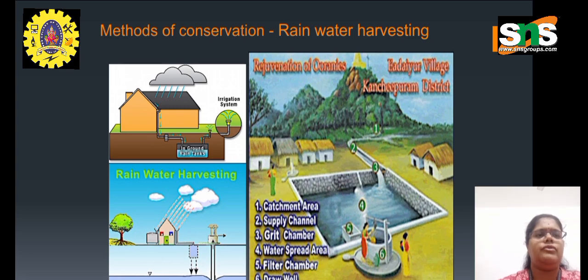So rejuvenation of the water tables, that is, here in one of the villages in Kanchipuram district, the harvesting system is made very perfect by collecting the water in the large catchment area. So through a supply channel and the grid chamber, water spreads over the area and there is a filter chamber. And after passing through the filter chamber, it is sent to the well. From the well, the water is drawn and it is utilized.